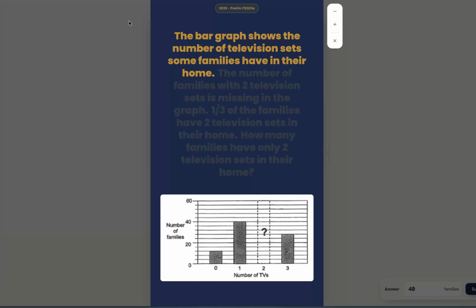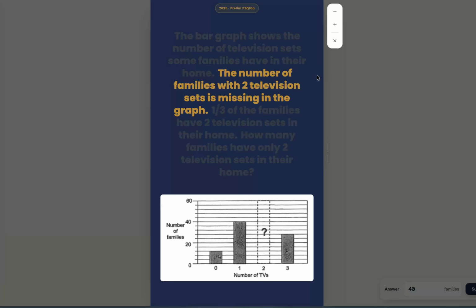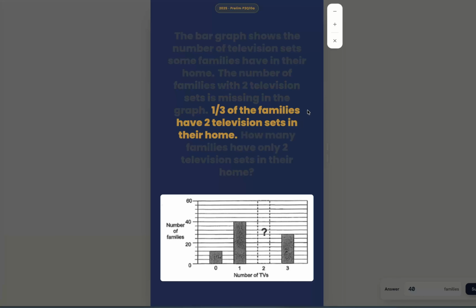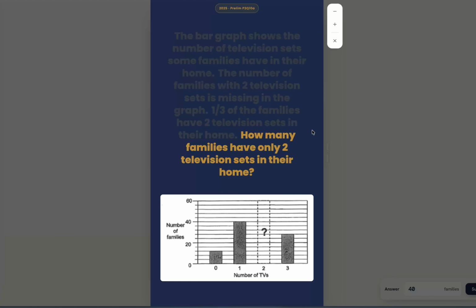The bar graph shows the number of television sets some families have in their home. The number of families with 2 television sets is missing in the graph. 1/3 of the families have 2 television sets in their home. How many families have only 2 television sets in their home?